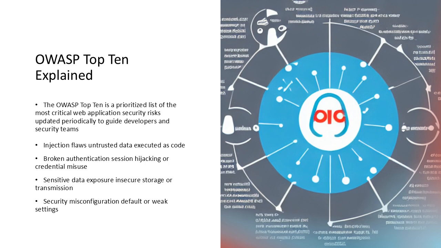6. Security misconfiguration. Picture a house with open windows and unlocked doors because someone forgot to configure the security system properly. That's similar to what happens in web apps when default settings are used or security is misconfigured. 7. Cross-site scripting, XSS. Remember those annoying pop-ups that appeared on your browser saying "Hello, my friend," even though you never clicked anything?